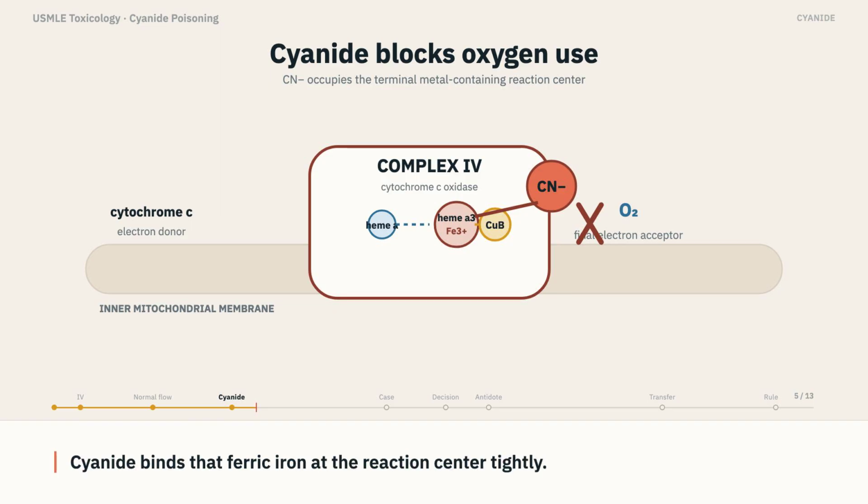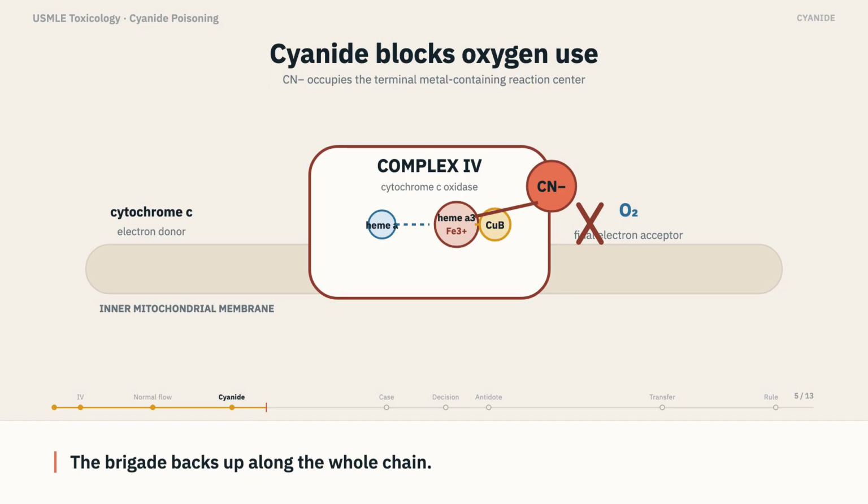Cyanide binds that ferric iron at the reaction center tightly, and once it is sitting there, the site is occupied. Oxygen cannot be reduced at a center that is already coordinated to something else. Walk the consequence forward one link at a time. Complex 4 cannot hand electrons to oxygen. Because it cannot unload, it cannot accept new electrons from cytochrome C. The brigade backs up along the whole chain.